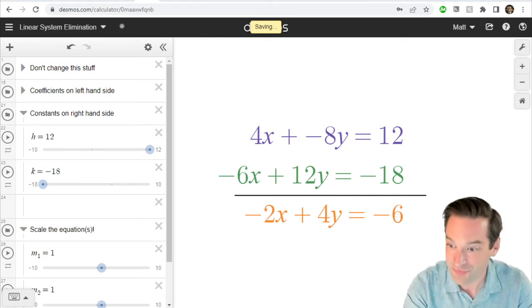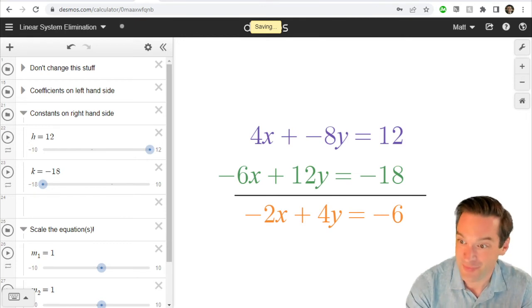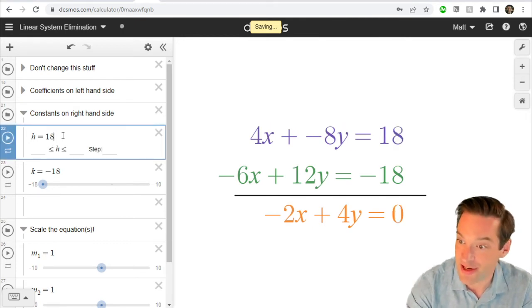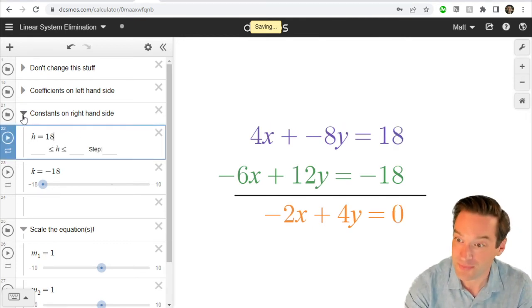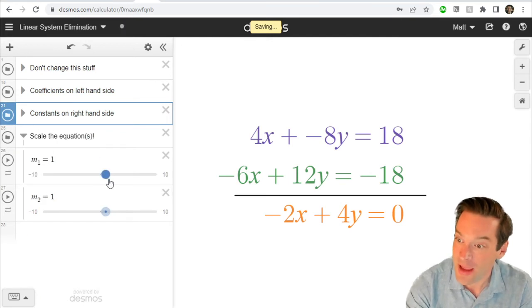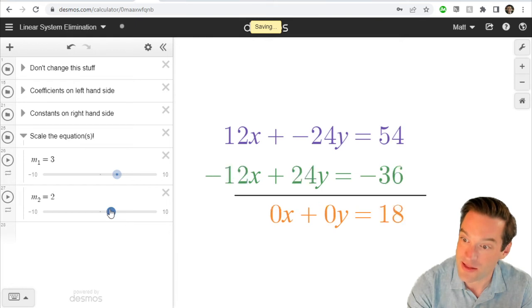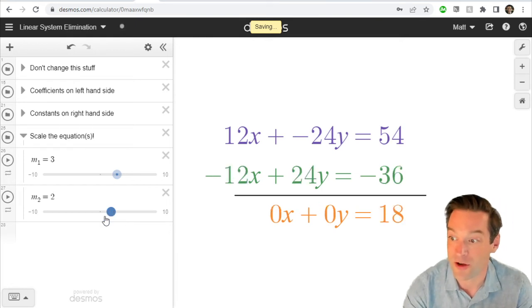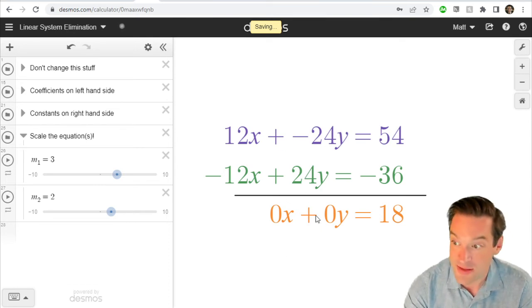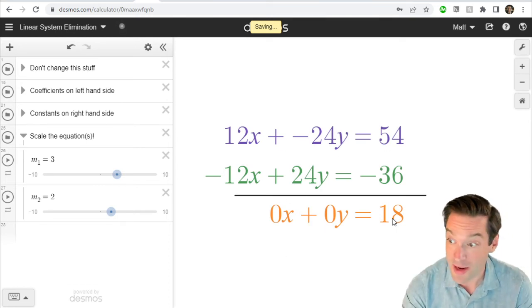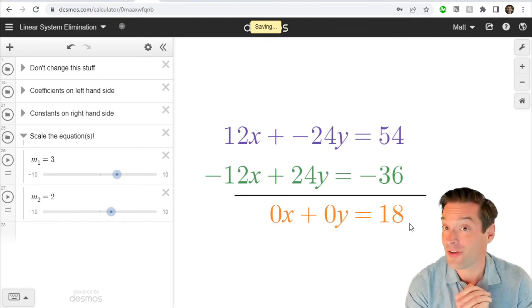Yeah. So on the right-hand side, let's maybe make this 18 instead of 12. Just pick a different number there. And now if I do the same scaling, because I have the same strategy, I want to cancel one of my variables, and so I want to make the coefficients equal and opposite. So if I do the same scaling as before, my x's and my y's are still all canceling, but my right-hand sides are no longer adding to 0. They're giving me this phony 0 equals 18 false statement.